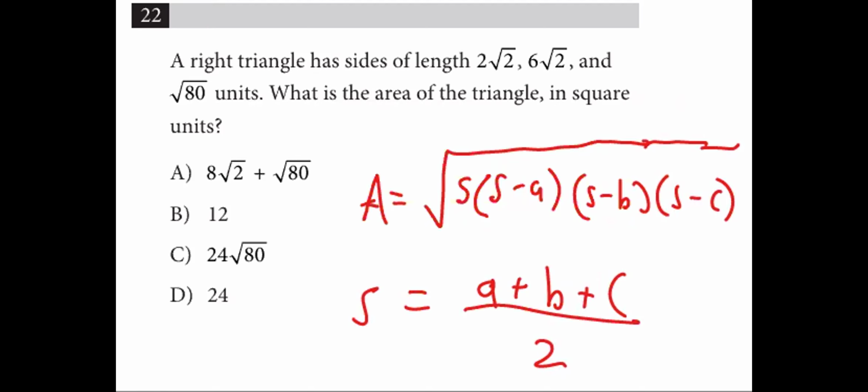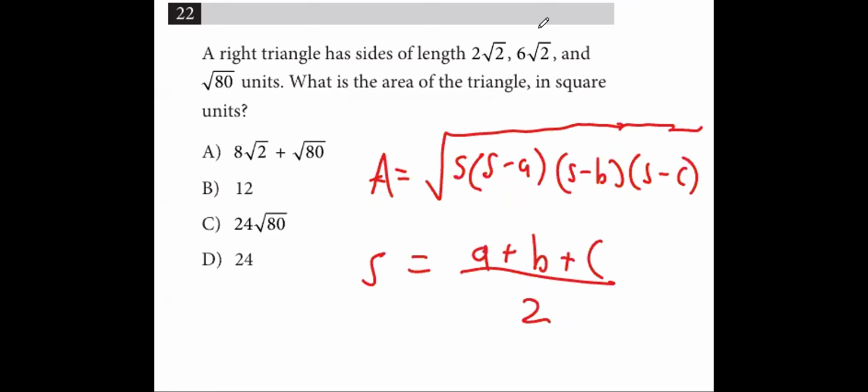What does s stand for? This is just a variable. So instead of writing a plus b plus c over 2 all of these times here, I'm just using the variable s to represent that. So in this case, we just have to plug in 2 root 2, 6 root 2, and root 80 for the sides. Once we do that and solve the square root, we get answer choice B as the correct answer of 12. So you just have to plug these numbers into this formula.